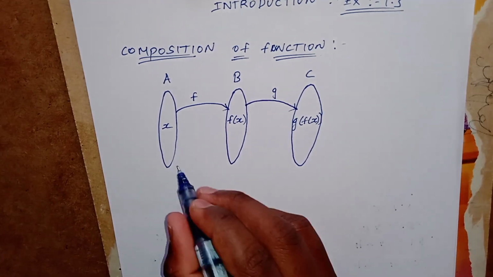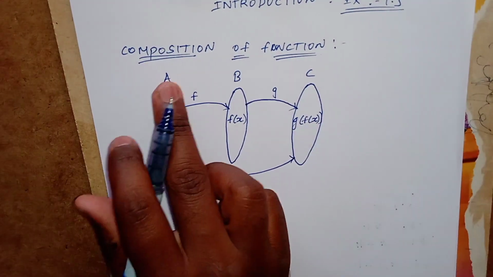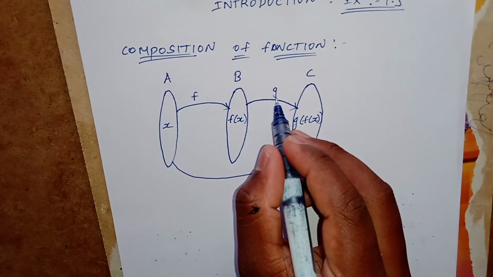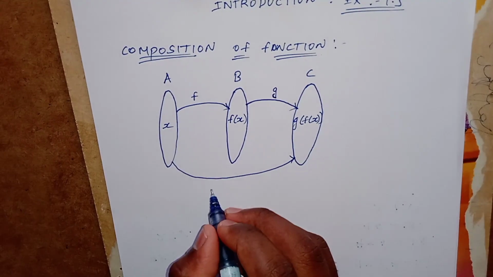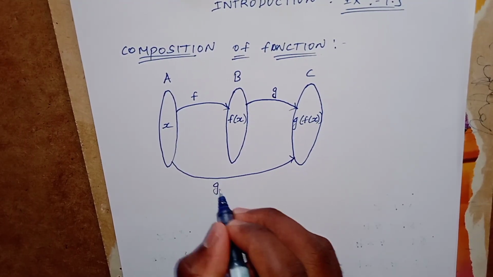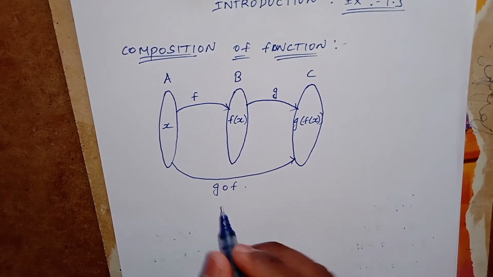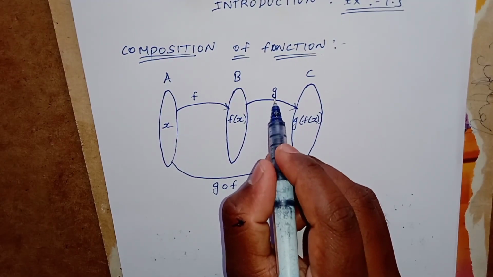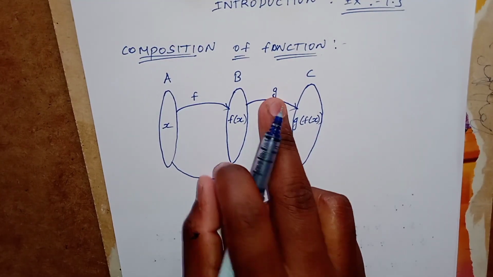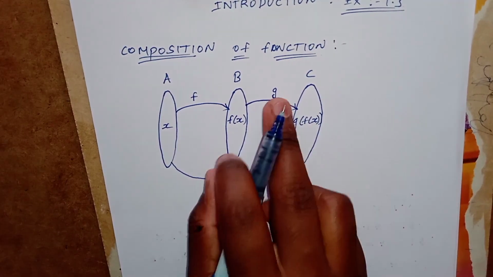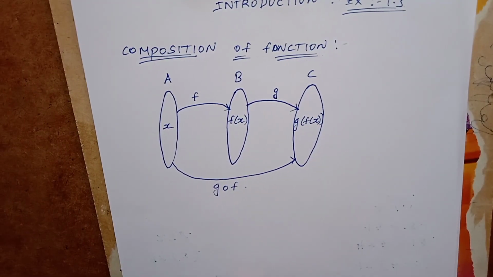Therefore finally, from A to C, here the second term comes first. g, therefore that should come first. g of f, gof. Whenever the second term comes, you have to take it first. Here g, therefore gof. If I have f, I will take fog. In the next term we will see.